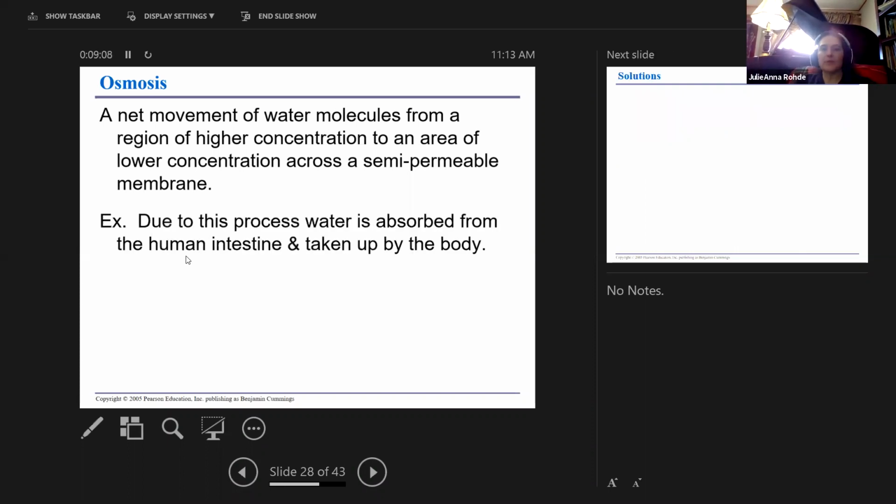So here the example is what I was mentioning just a few minutes ago, the process of water being absorbed from the human intestine and taken up by the body. I think I said this some weeks back, but I'm saying it again in case I didn't. This is one of those things where we tend to be water deprived. All land animals are water deprived, so to speak, and we have mechanisms within our body to conserve that water so we can live outside the water.